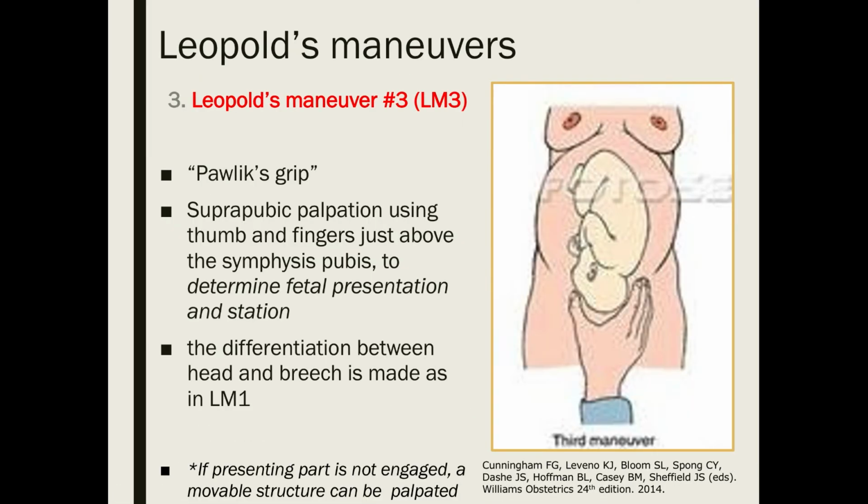Leopold's maneuver 3 or LM3 will be Pawlik's grip. Okay, so this will be the suprapubic palpation using the thumb and the fingers just above the symphysis pubis to determine fetal presentation and station. In other words, you do this maneuver to know which fetal part is nearest the birth canal. Okay, so in this case, the fetal part that is nearest the birth canal will be the fetal head or what we call cephalic presentation.